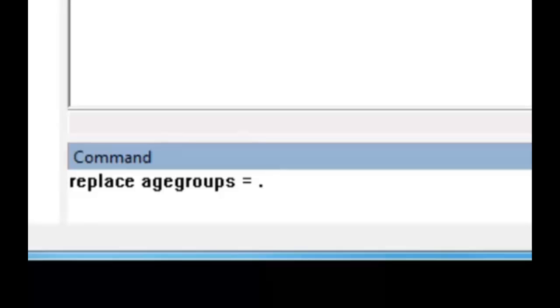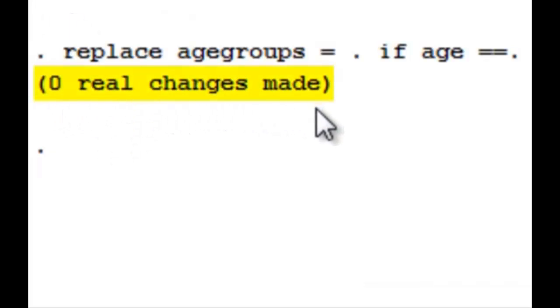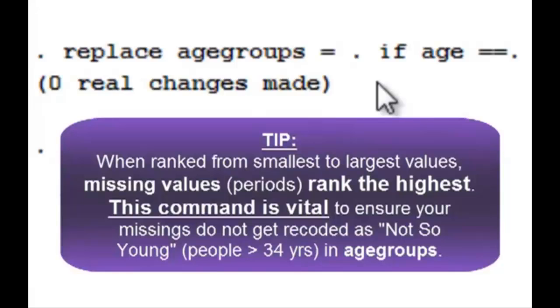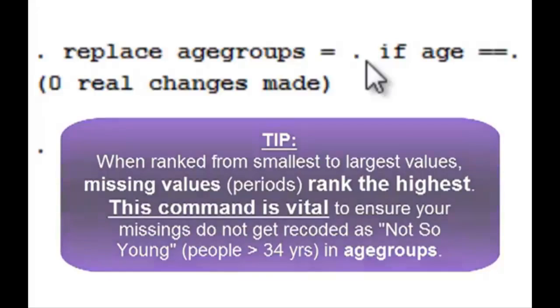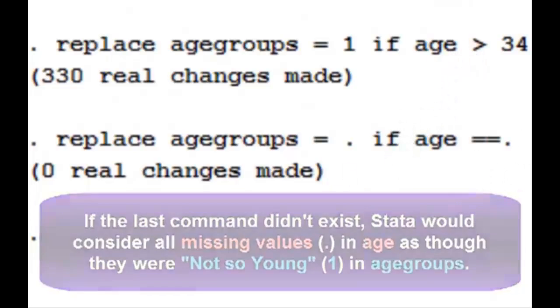Over here, you're saying replace age groups equals period if age, and we have the two equal signs, remember, if age equals missing. Luckily for us, 0 real changes made. That means there were no missing ages to begin with. Now, let me summarize what I did here. The period means missings, and if the age of that person was missing, we want that to carry over into the new age group variable, because in Stata, the period actually gets a high ranking in the numbers. So if we said this age was over 35, Stata will include the missings here.